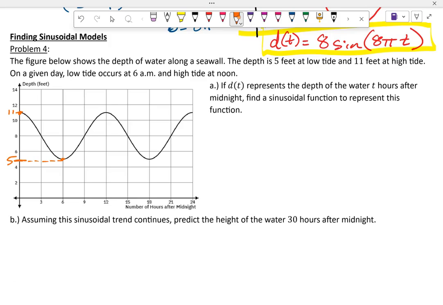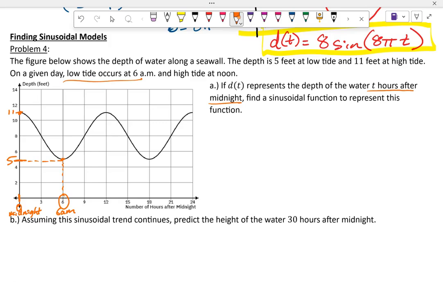On any given day, the low tide occurs at 6 a.m. So we see our low tide right here. That is 6 a.m. because, let's see, I thought it said it someplace. There it is, t hours after midnight. So this 0 right here is midnight. Okay? So 6 hours later would be 6 a.m.